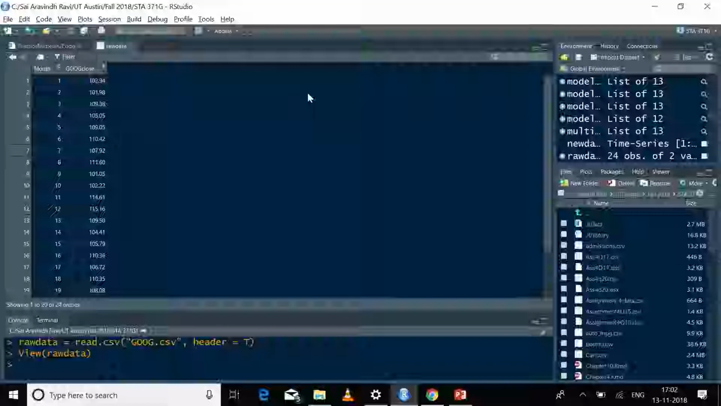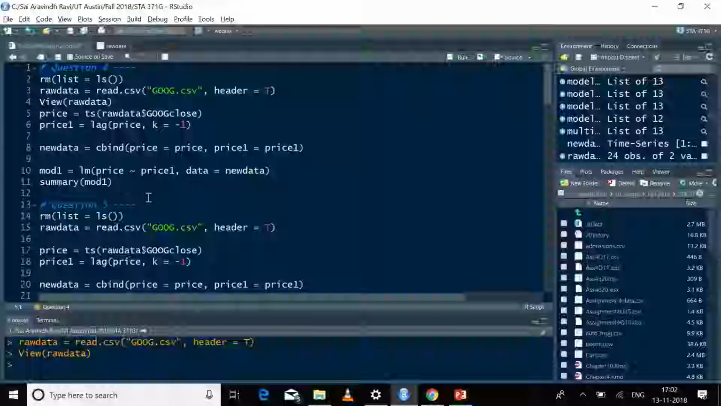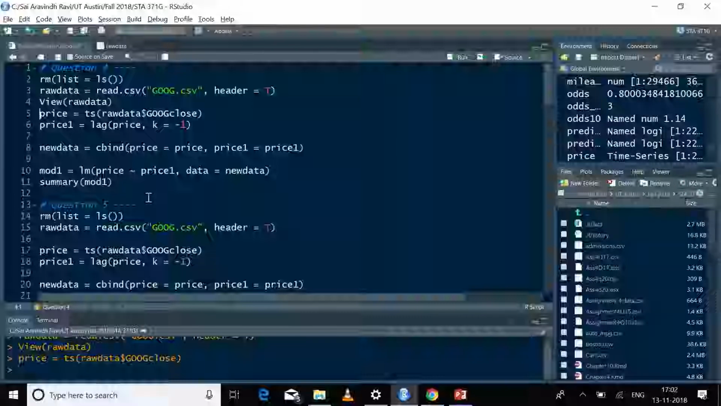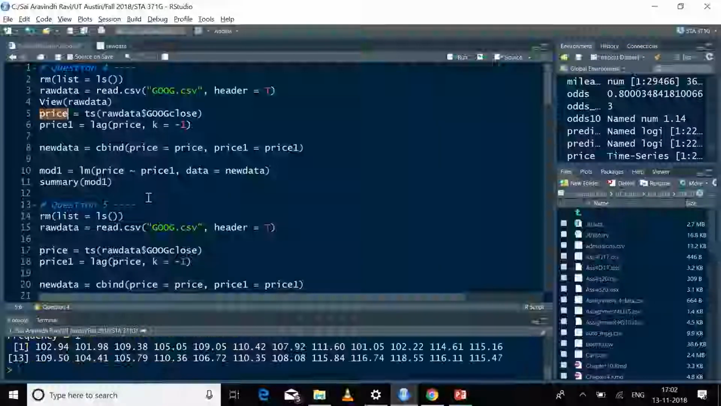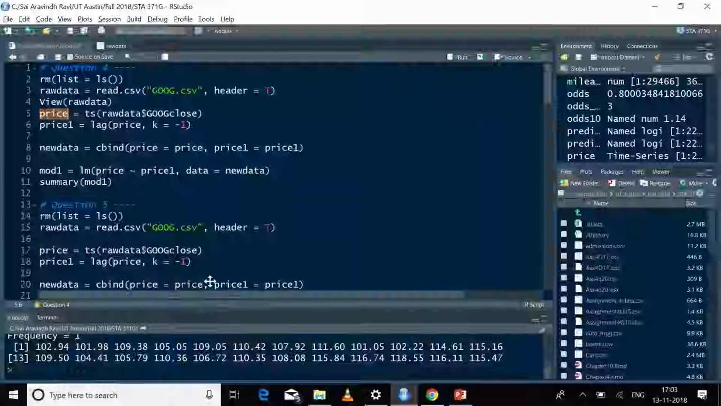I want to build a time series object, and I just want to consider the column stock price. All right, so I'm creating an object, obviously called price, and the function to create a time series is ts, and I'm specifying that I want the column geog close from raw data. So that's how I create a time series object. You go and view this. It looks something like this.